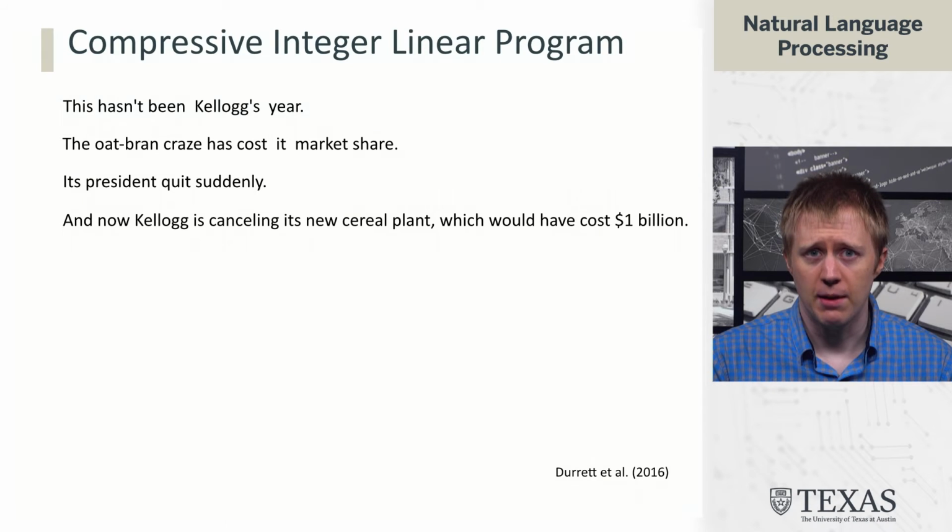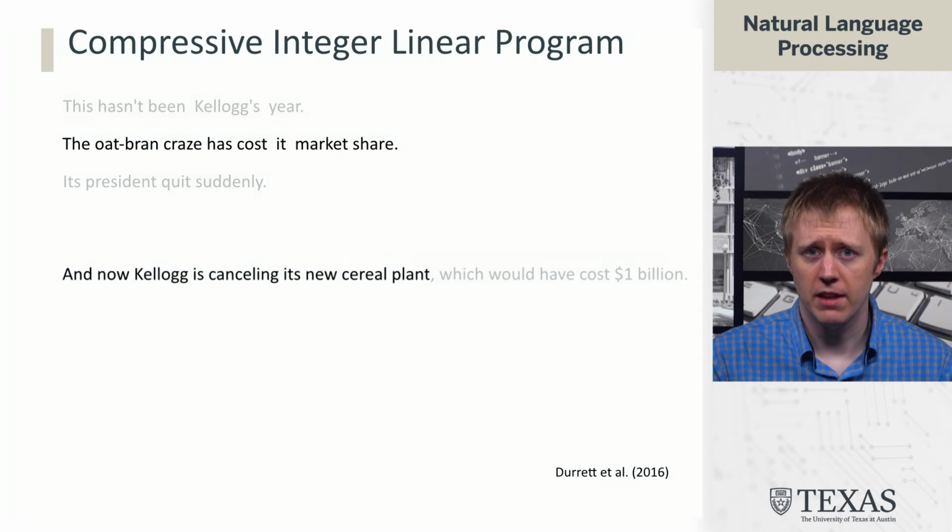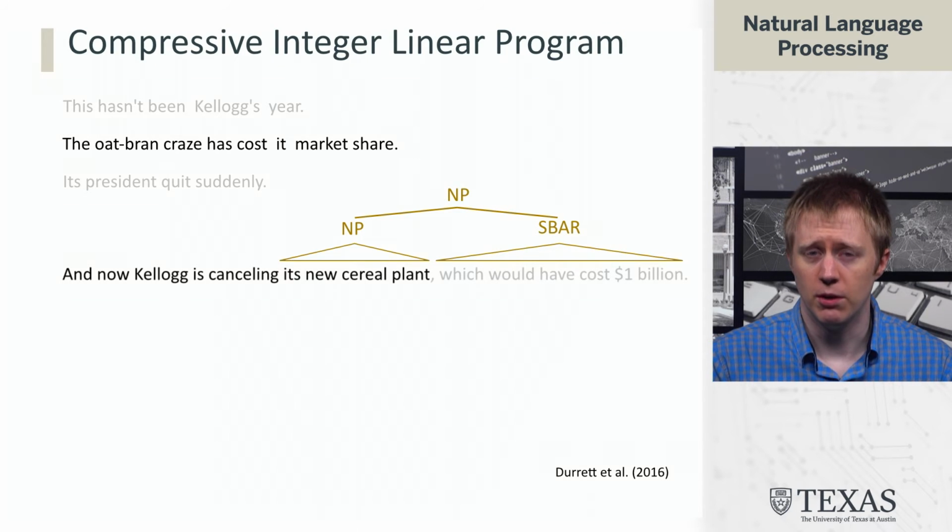So here's an example where maybe we don't care about this first sentence or about the president quitting. And then maybe we want to delete this, how much the new cereal plant would have cost. So we again can do that using parsing. But if we look at the summary that's left, the oat bran craze has cost it market share, and now Kellogg is canceling its new cereal plant. We're in a little bit of trouble here because we have this pronoun it, and we don't know what this refers to.